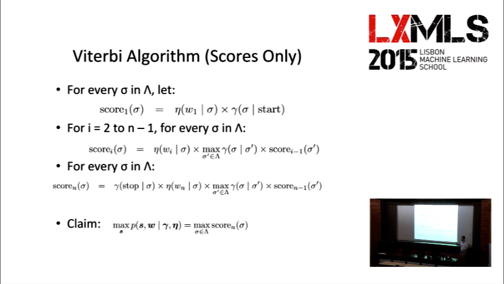My claim, which I will loosely prove to you, but hopefully won't put you to sleep with a lengthy discussion, is that if I do all this, and then I ask what is the max over all the states at n of the score of that state, that is equivalent to the score of the best state sequence paired with these words, the maximum joint probability of the states and the words given the parameters. Who already believes me?